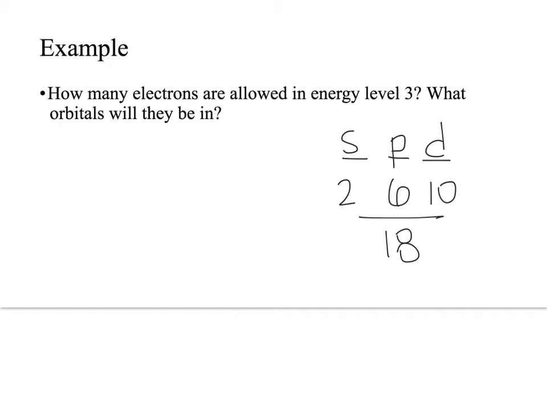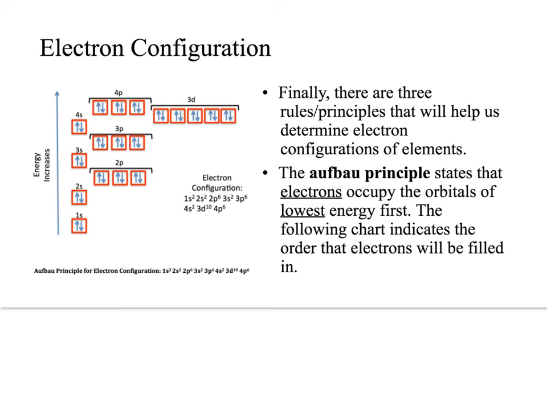But let's move on. So finally, there are some rules and principles that will help us determine electron configuration. The first is the Aufbau principle. This states that electrons occupy orbitals with the lowest energy first. So they go to whatever is easiest for them. This chart represents orbitals and their energy level. So the one that requires the lowest energy is 1s. Then we have our 2s. This means the s orbital on the second energy level. But we have 2s and then 2p, which kind of makes sense. You're kind of just going down the chart.